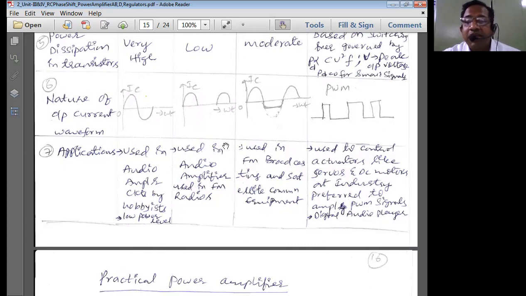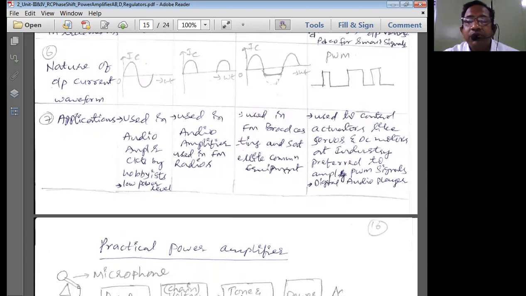Class B is going to have high efficiency and less power dissipation. Therefore, class B is preferred in radio circuits, FM radio circuits. We prefer the class B type of power amplifier circuits. So nowadays, whatever FM radios we have normally comprise the class B type of power amplifier circuits.